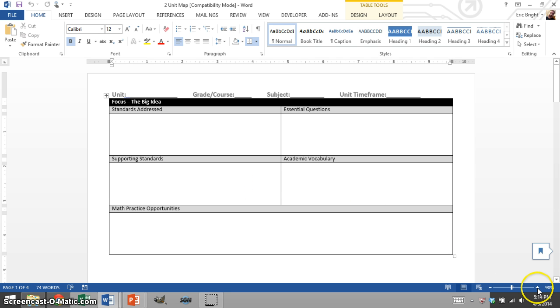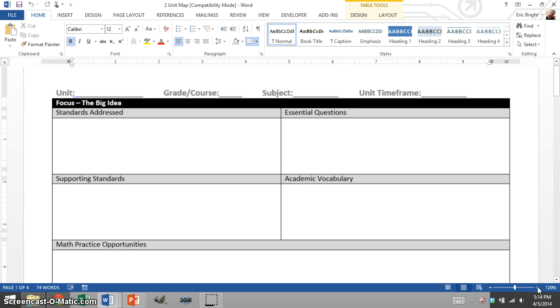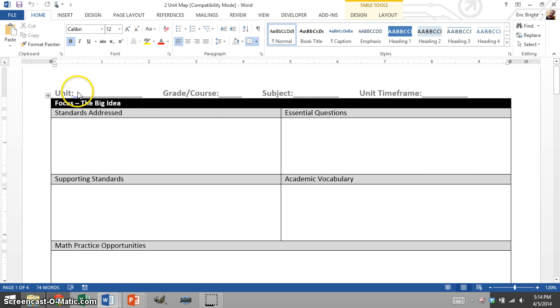Let me zoom in a bit here so we can see it better. Up at the top, in the header, you've got what unit this is, what grade or course it is, and what subject, because you could probably use this idea of focus, coherence, and rigor in other subject areas. And then what's our time frame here? Is this going to take 2 weeks, 4 weeks? What are you thinking? So, the focus things that we need to think about: what's the big idea of this unit? What standards are we addressing here? And what are the supporting standards?